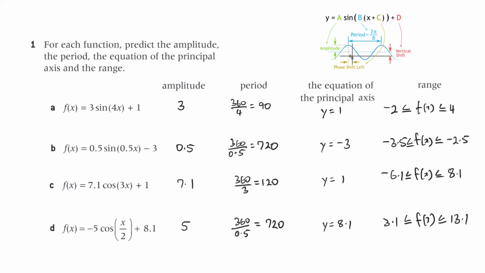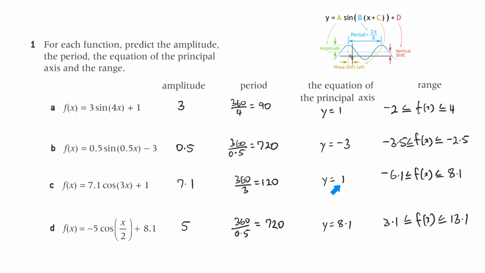Now the range is the distance from the top point all the way down to the bottom point. If the center point is 1 and the amplitude is 3, then the highest point it can go to is 4, and the lowest point it can go to is 1 minus 3, which is minus 2. Similarly for this one, if the center point is minus 3 and it has an amplitude of 0.5, then the highest point is minus 2.5 and the lowest is minus 3.5.